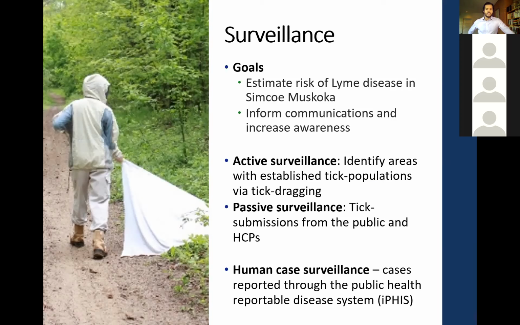If a tick is found, the geographical location is marked and the tick is brought back to the health unit for identification. If indeed a black-legged tick is identified, it is then sent off to Public Health Ontario labs for bacterial testing. Active surveillance is complemented by passive surveillance, which consists of tick submissions from the public and from yourselves, healthcare providers. And of course, we do human case surveillance, so we regularly monitor cases that are reported through the Public Health Reportable Disease System, also known as iPHIS.